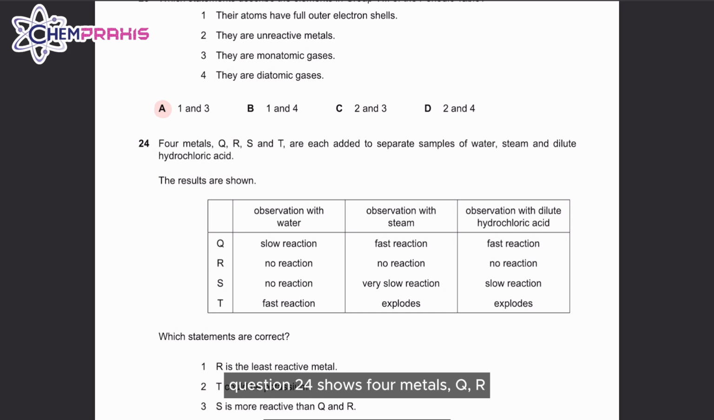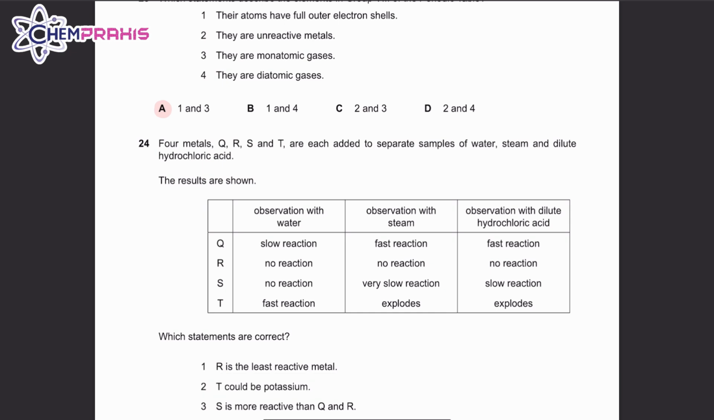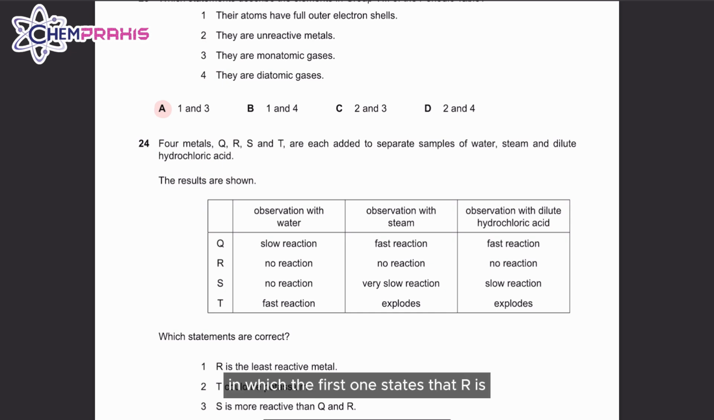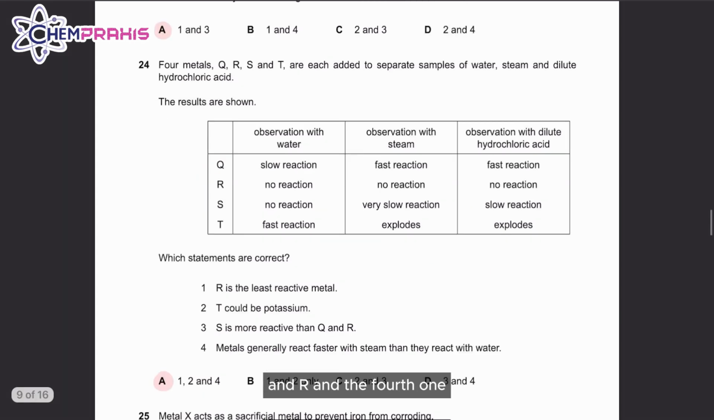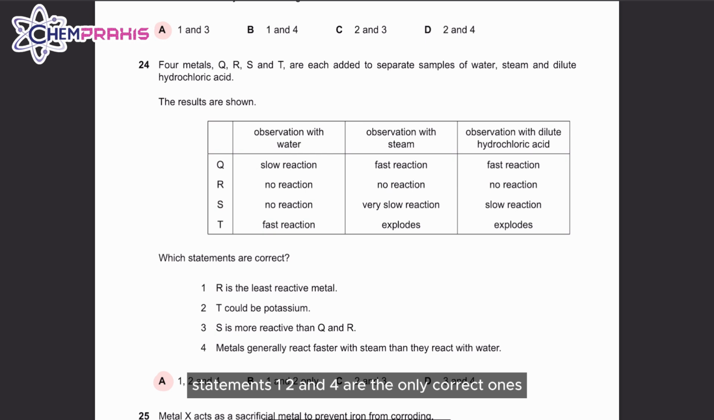Question 24 shows 4 metals Q, R, S, and T, which are each added to separate samples of water, steam, and dilute hydrochloric acid. The results are shown. Which statements are correct? We are given 4 statements in which the first one states that R is the least reactive metal, the second one states that T could be potassium, the third one states that S is more reactive than Q and R, and the fourth one states that metals generally react faster with steam than they react with water. From this list of statements, statements 1, 2, and 4 are the only correct ones.